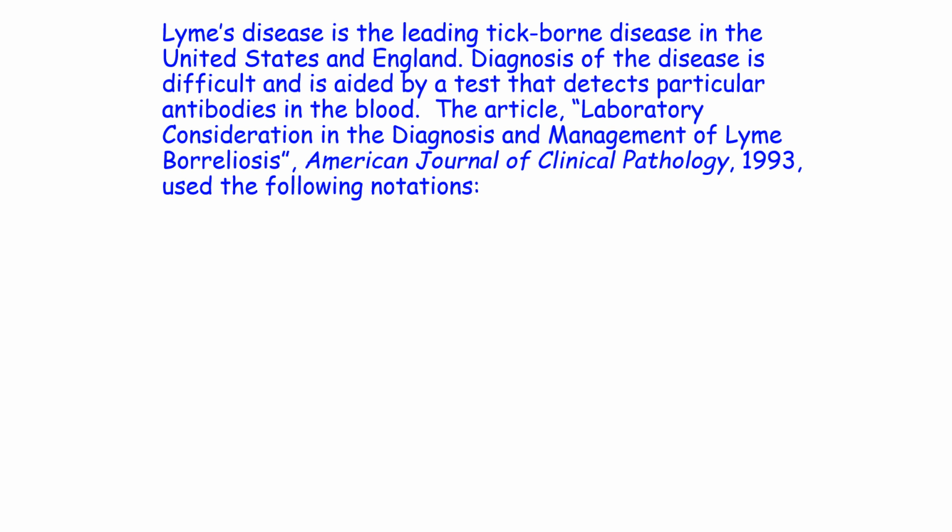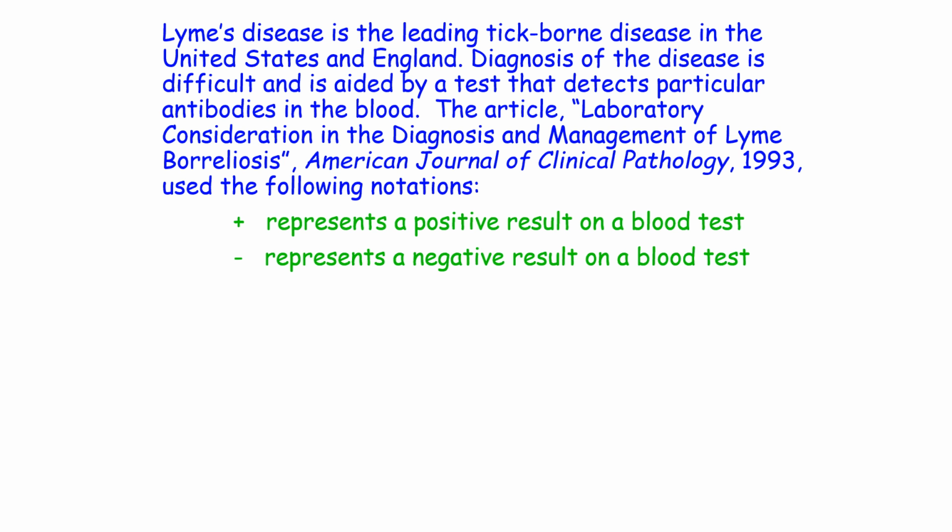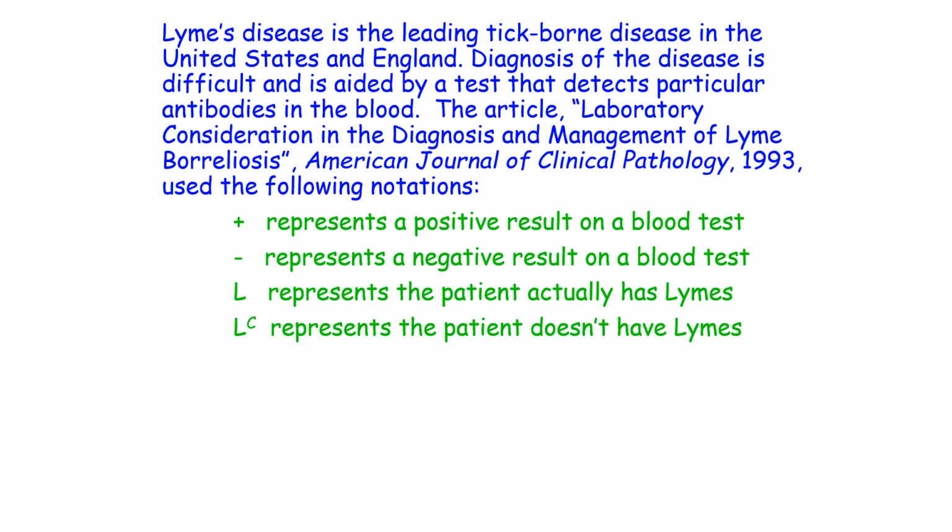Lyme disease is the leading tick-borne disease in the United States and England. Diagnosis of the disease is difficult and is aided by a test that detects particular antibodies in the blood. The article "Laboratory Consideration in the Diagnosis and Management of Lyme Borreliosis" from the American Journal of Clinical Pathology, 1993, used the following notations. A plus sign represents a positive result on a blood test. A minus sign represents a negative test. A capital L represents that the patient actually has Lyme. An L superscript C means that the patient doesn't have Lyme disease.